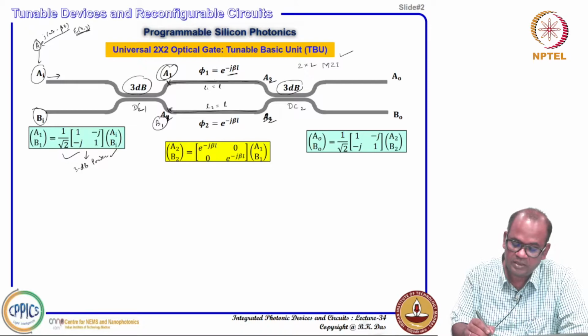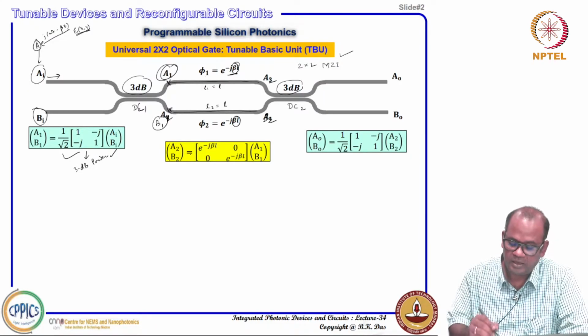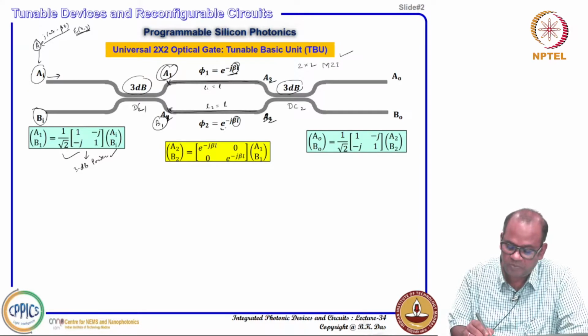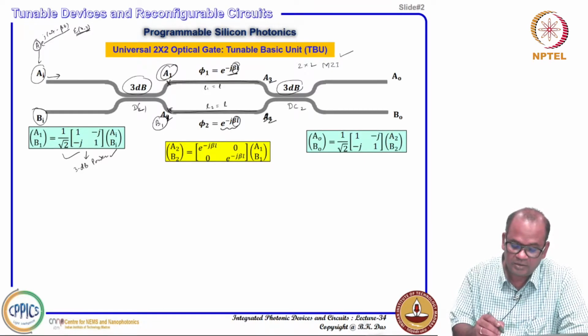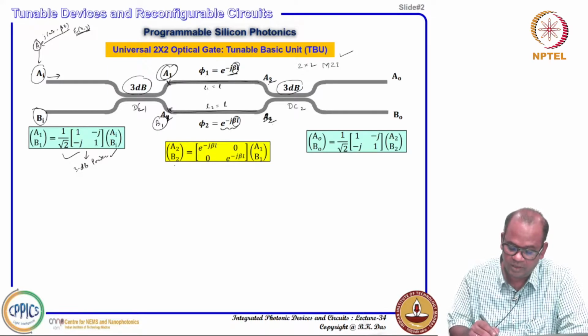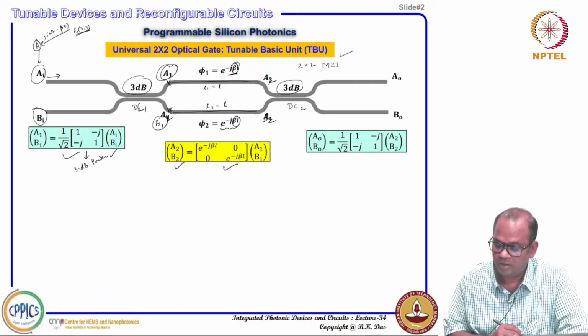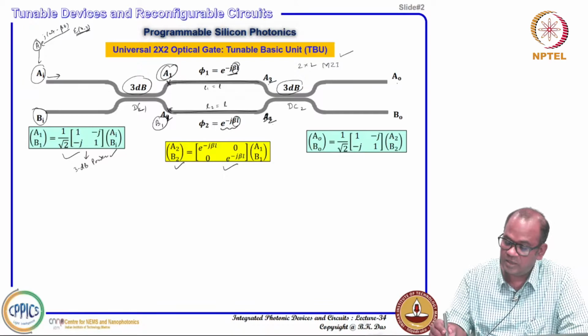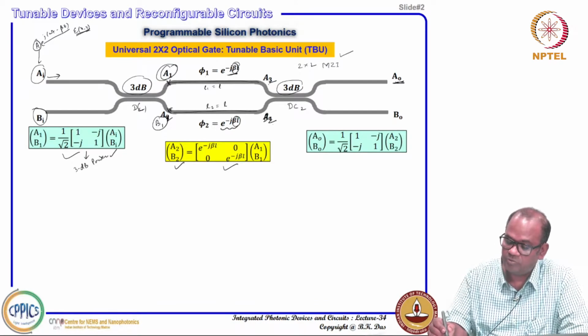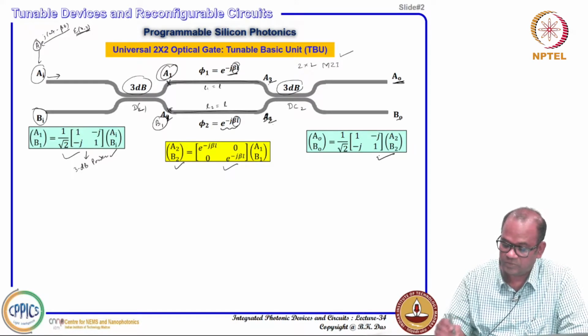It is basically phi 1 equal to beta L and phi 2 equal to beta L here. That means normally the phase factor, it should be mentioned as a phase factor. Then I can relate A 2 B 2 in terms of A 1 B 1, that is like this. And then if you have a second directional coupler, the output amplitudes A 0 and B 0 can be related to A 2 and B 2, like this.